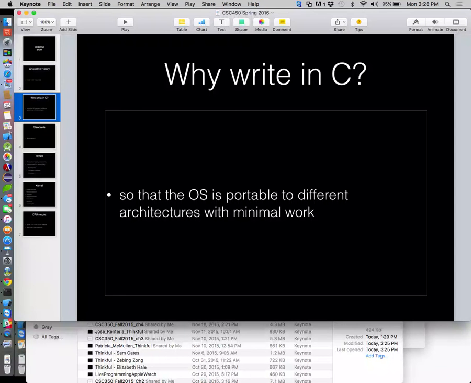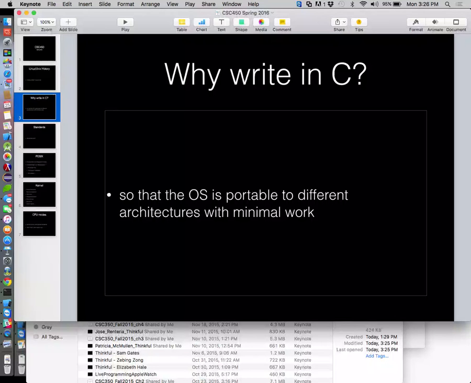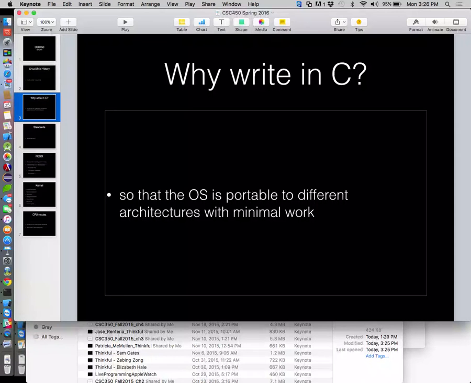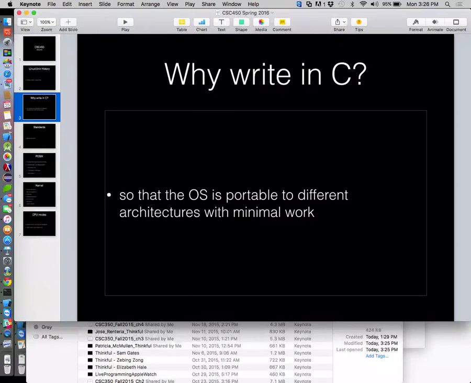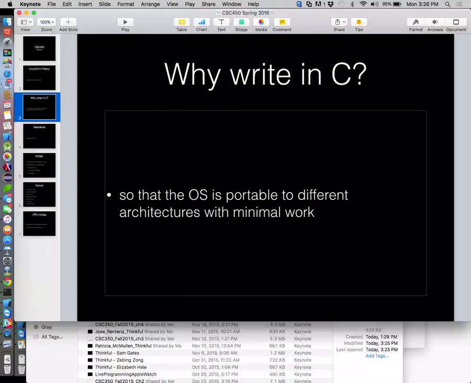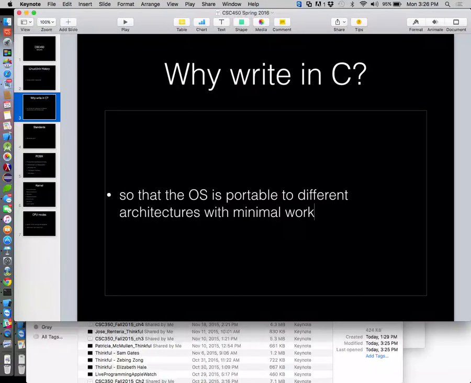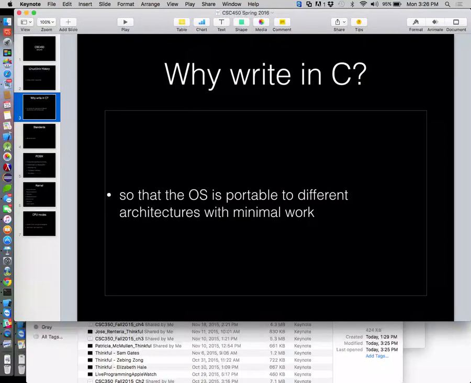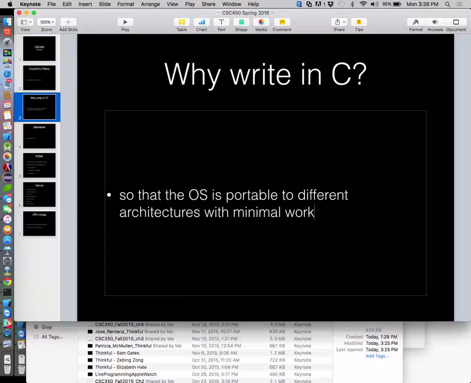So how would a high-level language like C allow us to write an operating system that would be more portable? What are the characteristics of C that would allow us to write Unix once, let's say, and have it run on two different architectures? Based on your understanding of high-level languages like C, what are the characteristics of it that would allow it to fulfill this goal?